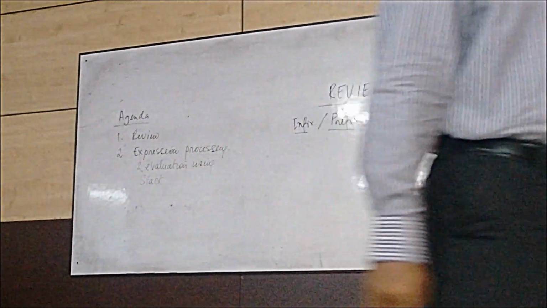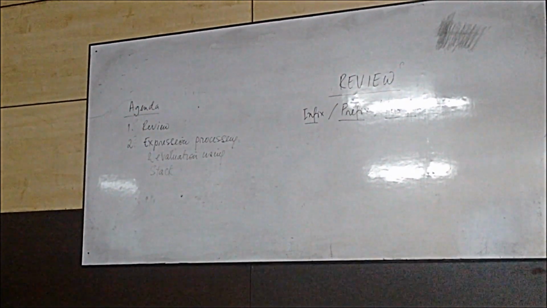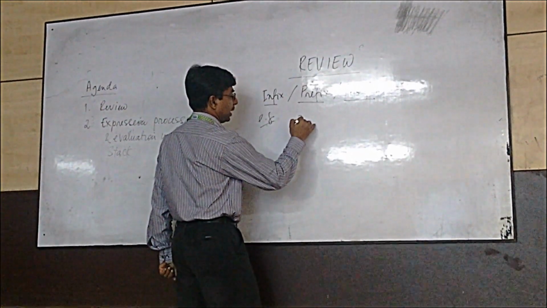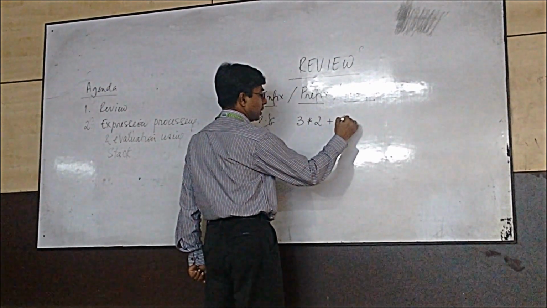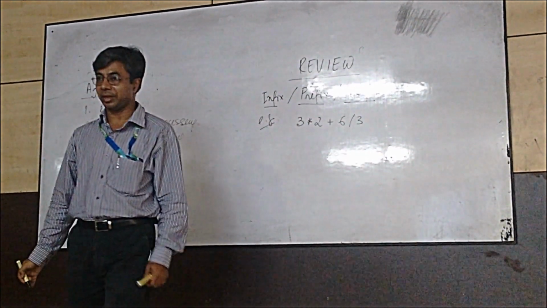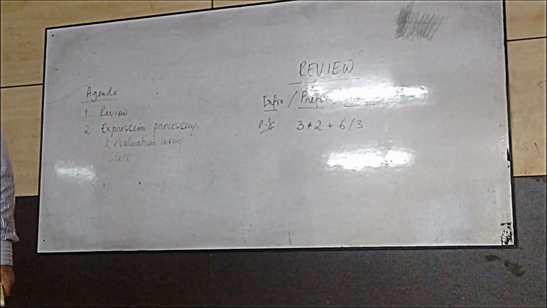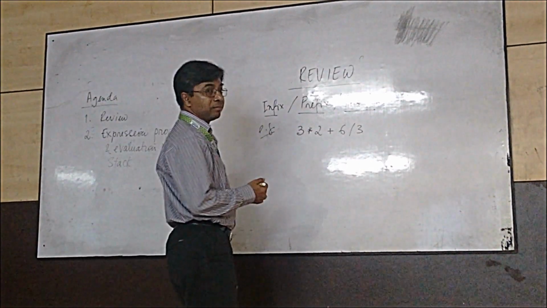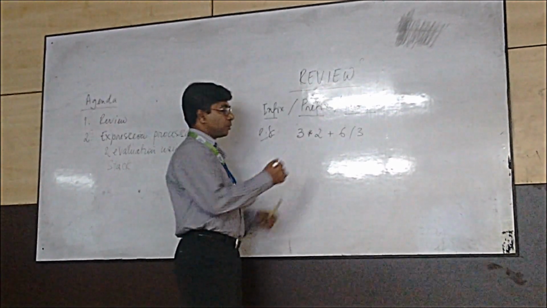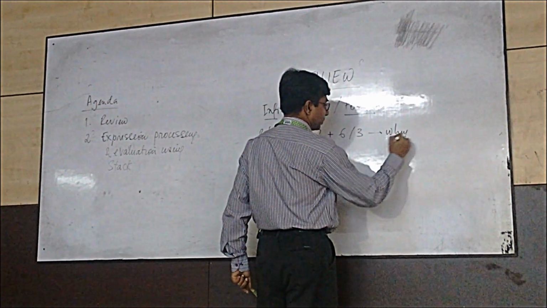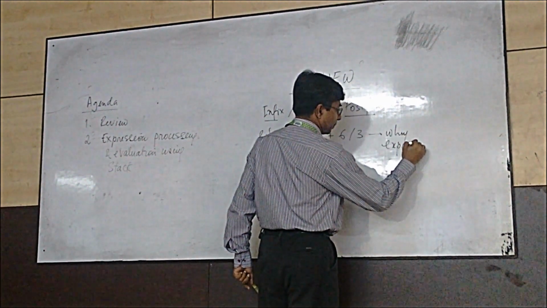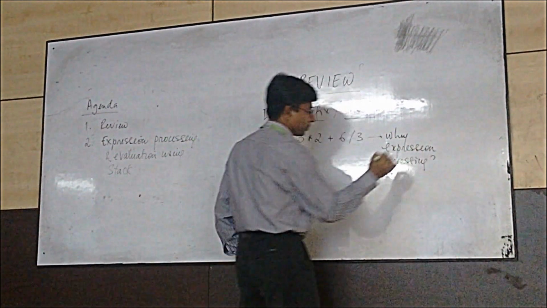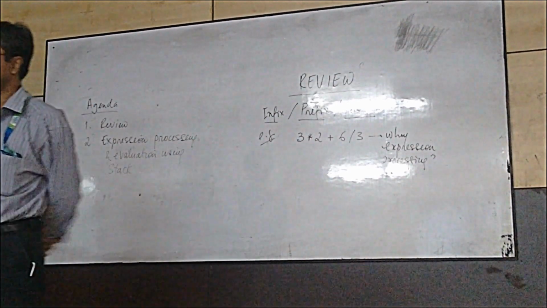It's calculated easy. An example, for example, let's consider this: 3 multiplied by 2 plus 6 division 3. For example, this is an expression. My question is why do you need infix, prefix, postfix at all for this expression? Why expression processing? Any answer?